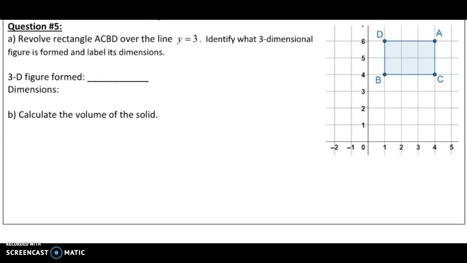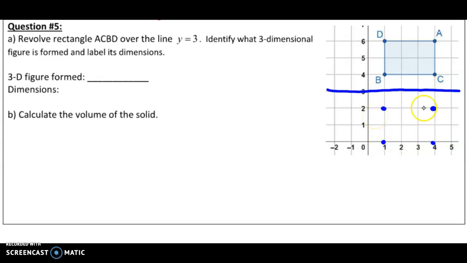Okay, last one. So here we're starting with the rectangle. This one is different because we are revolving it about the line y equals 3. That's a horizontal line. But you can see that your points aren't on it. So when you reflect it, count 1, 2, 3, 1, 2, 3.